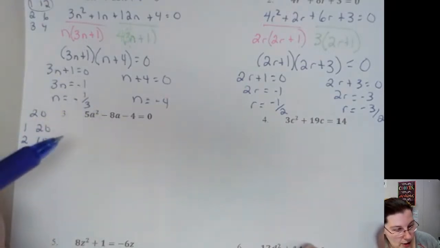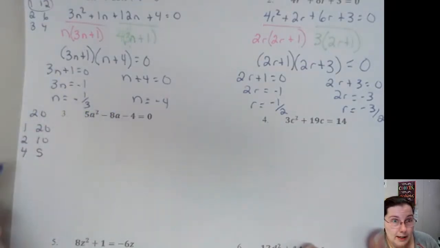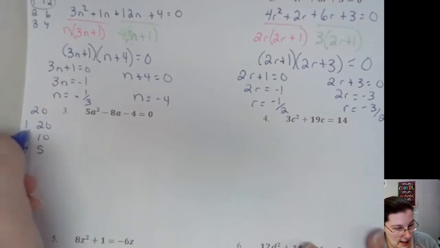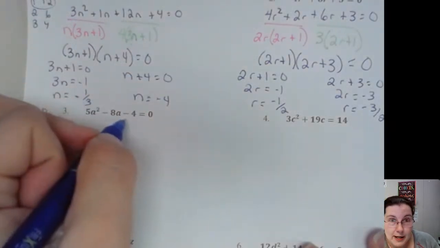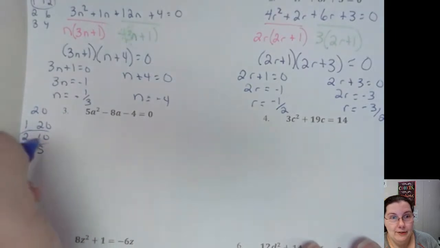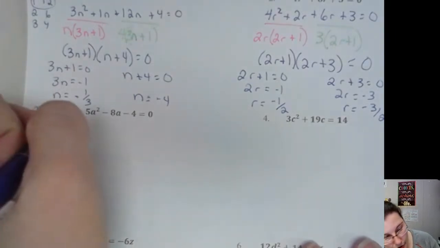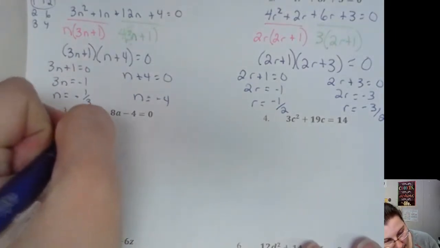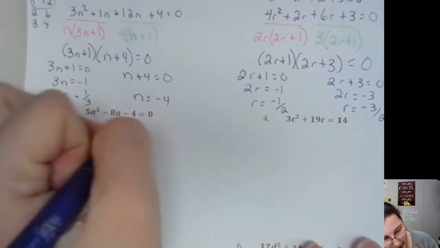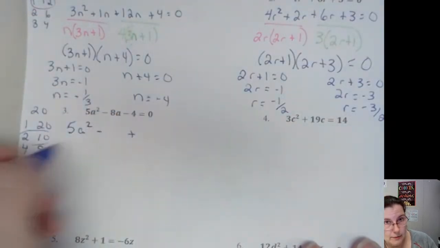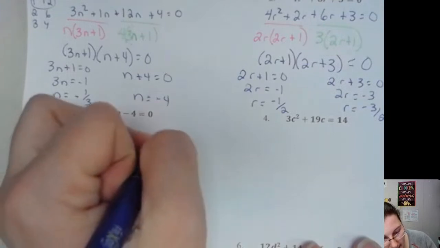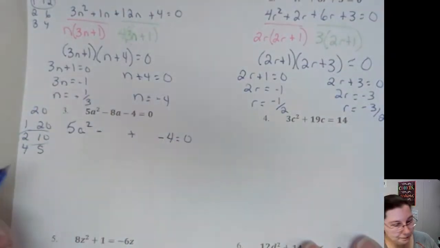The only way to get to 8 on here is to use the 2 and 10. Because my 4 is negative, I'm going to have one of each here. So rewriting this, I have 5a squared, and then I know I'm going to have a negative and a plus, so I'll fill in the blanks in just a moment. And then I still have this minus 4 equals 0.